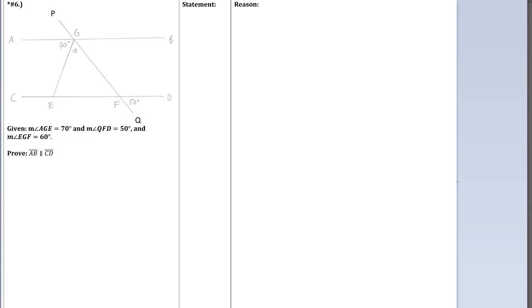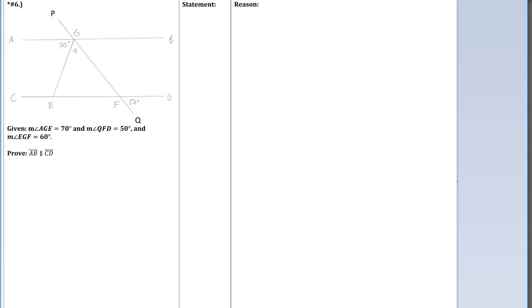Okay, this is probably the longest question we need to go over. This is exactly what we looked at in class today. So we're trying to prove that segment AB is parallel to segment CD. So that's what we're trying to do.